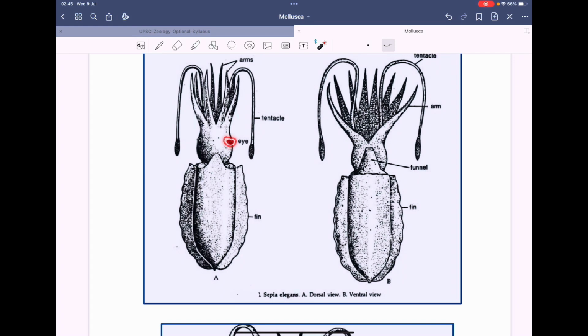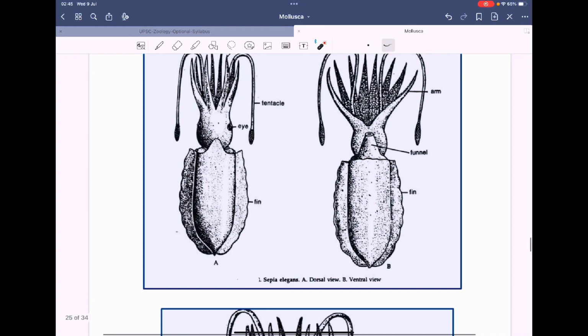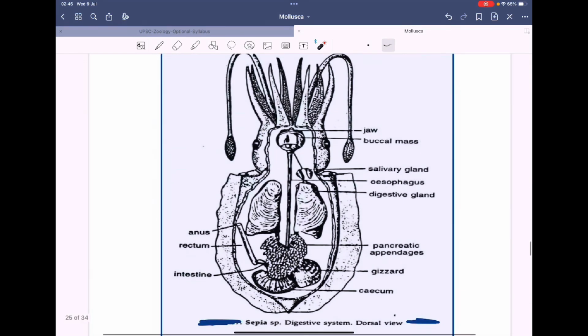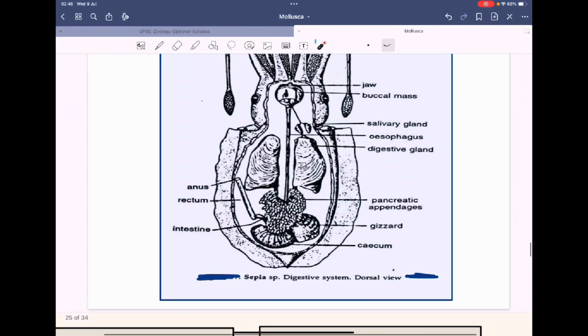There are prominent eyes. There are arms, there are tentacles, and this is specially called the hectocotylus, that helps in the reproduction later on. This is a fin-like structure, and internally it has a bone-like structure called a cuttle bone. So its shell is somewhat internal, and this is a funnel, and this funnel helps in the jet propulsion motion in swimming. So this is the overall structure of the sepia.